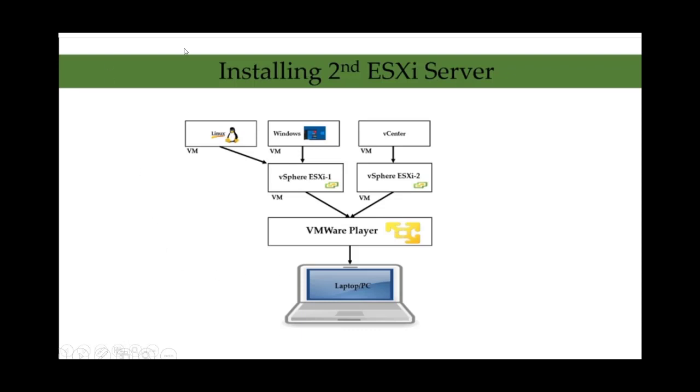This is my lab setup, in which I have a computer or laptop on which I install VMware Workstation, on which I create two ESXi servers. One is called ESXi1 and the other one is called ESXi2. On the second ESXi server, I installed vCenter Server 7.0. On the same server and the other server, I will install a Windows 2016 server. So this is my lab setup.